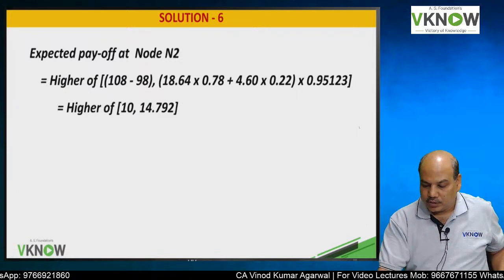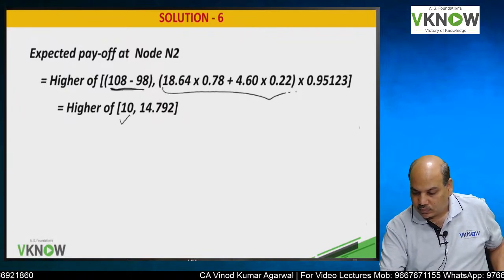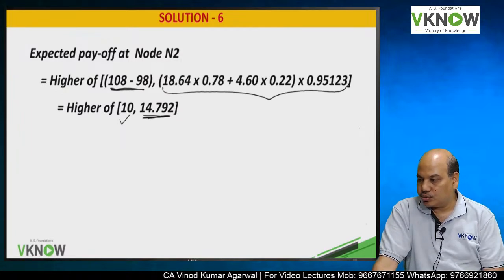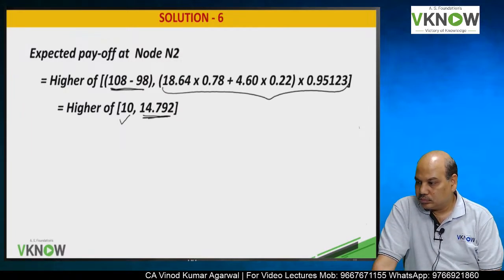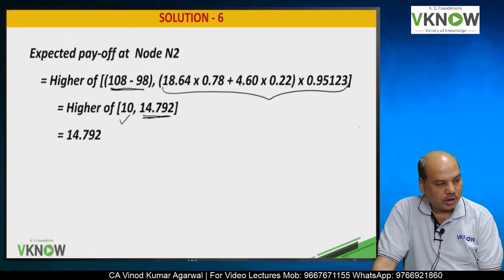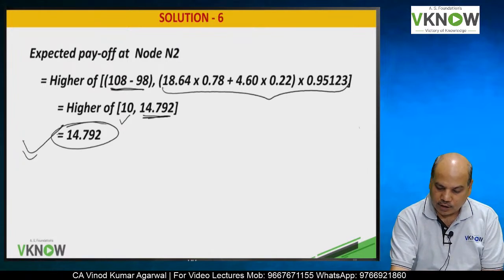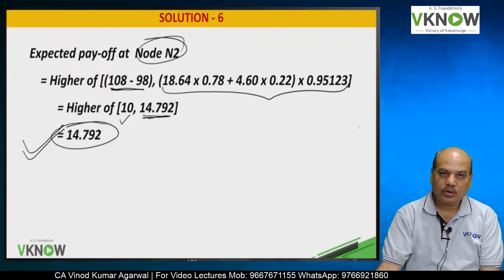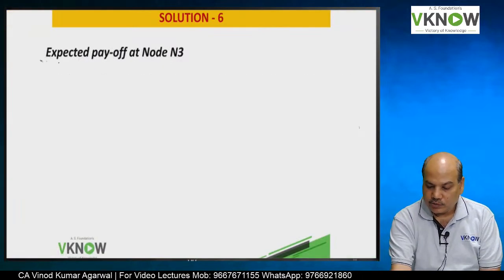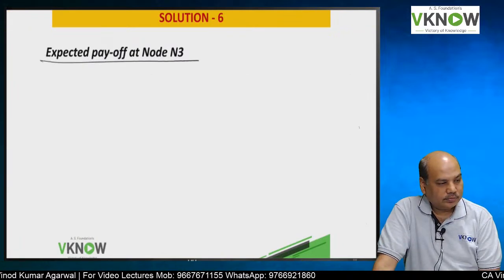Let us simplify this. Immediate exercise is 10. Later exercise value is 14.792. So I will take 14.792. So this is the value of N2. In the same way, you write down please expected payoff at node N3.